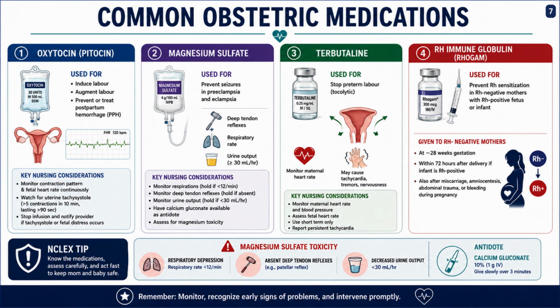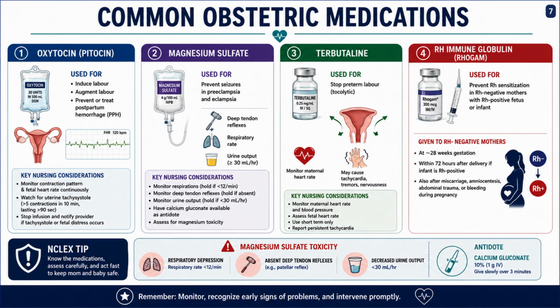Terbutaline is a tocolytic medication used to temporarily suppress uterine contractions in preterm labor. Because it stimulates beta adrenergic receptors, common maternal side effects include tachycardia, palpitations, tremors, and nervousness. The nurse should monitor maternal heart rate and assess both maternal and fetal status during therapy.